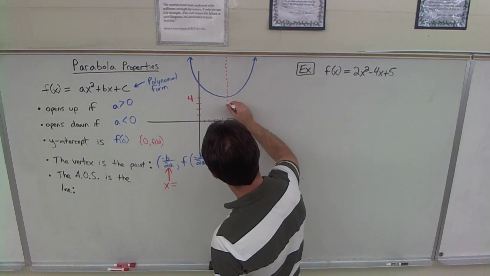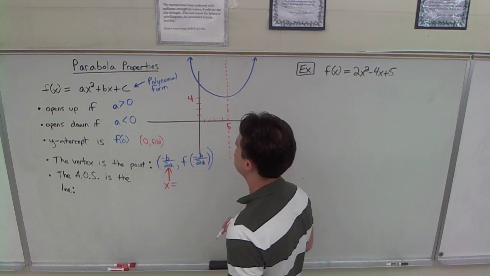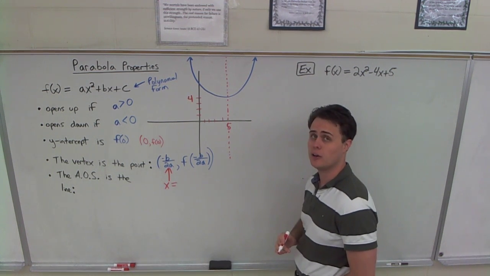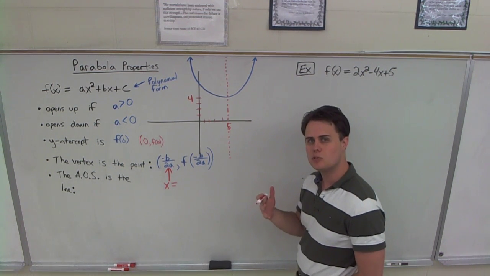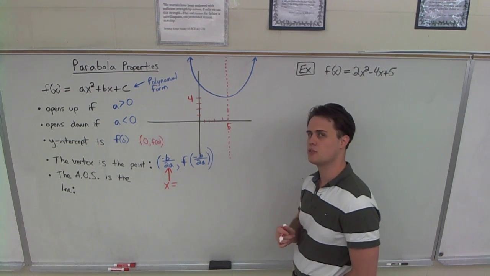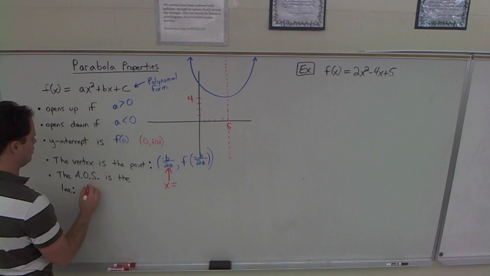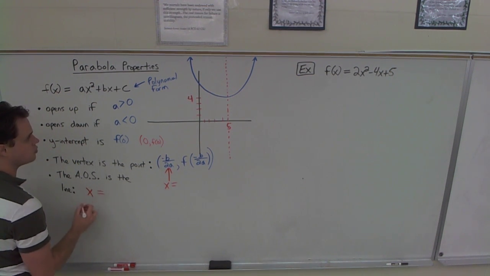Where's its line of symmetry? Mine looks a little lopsided, but that's going to be the line of symmetry. So the line of symmetry is clearly a vertical line. Vertical lines, are they x equals or y equals? Think about it for a second. You should realize that all the x values on that line are the same, so it's x equals.